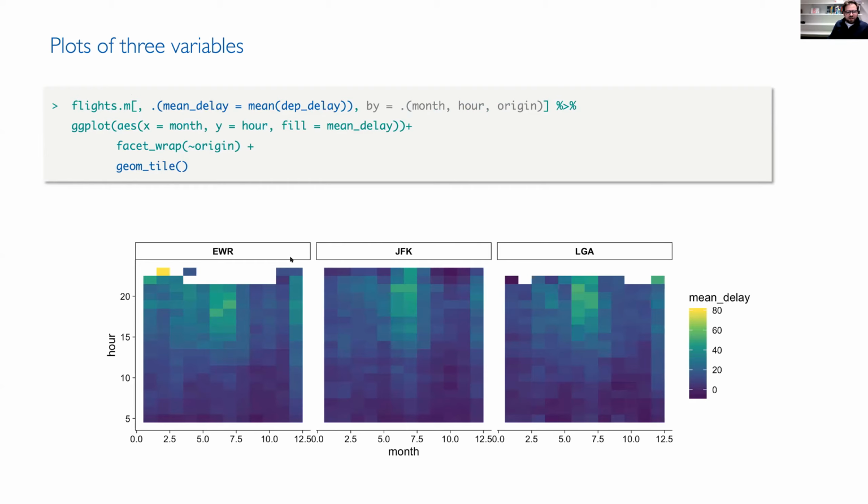In this heat map here, the fill, so the color of these tiles, is given by the mean delay, while the month and the hour are plotted on these axes here. Then we add the geometry of a tile to get these heat maps. You can visualize relationships between two variables, namely month and hour. It seems like this buildup of delays is specifically drastic in the summer months, while it's not that evident in other months.